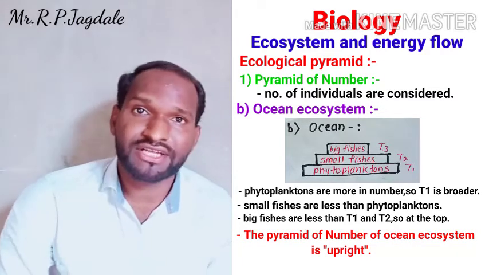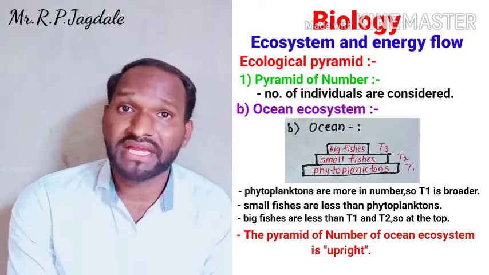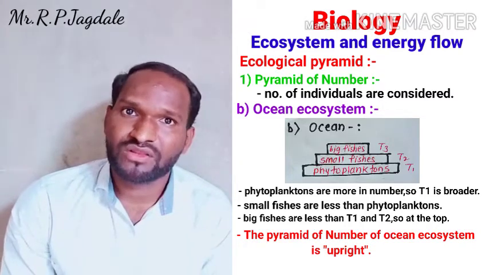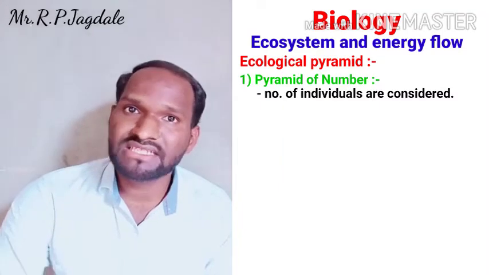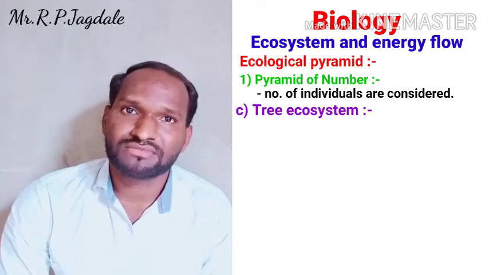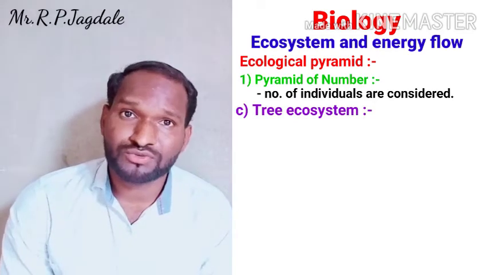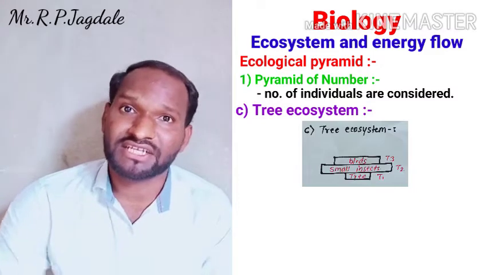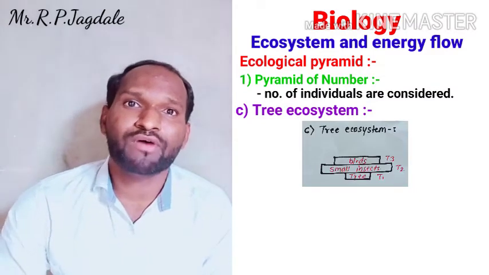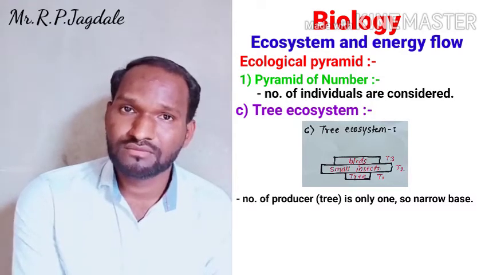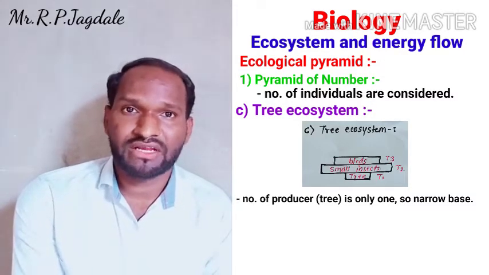We will take a different example, and we get a different type of pyramid shape. The third example we are taking is a tree as an ecosystem. At the base the producer is the tree, and the number of trees is only one. So the producer here, at T1, trophic level 1, is small.